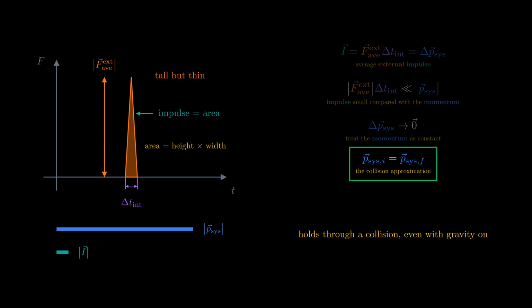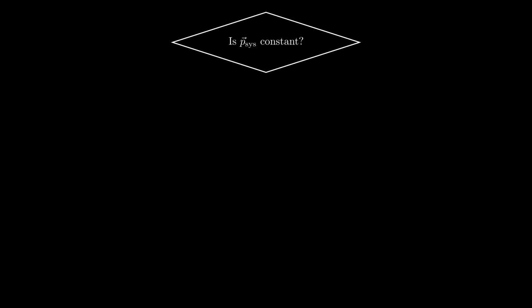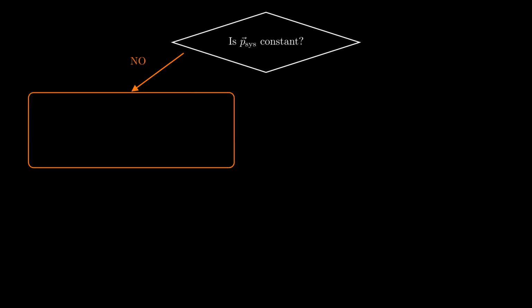Notice what short means here. Short is never absolute. It means short enough that the impulse the external force delivers is small compared with the momentum already in play. Now the fork in the road. If the momentum is not constant, you must apply one of the 2 impulse momentum statements. The differential form, external force equals the rate of change of system momentum, or the integral form, external impulse equals the change in system momentum.